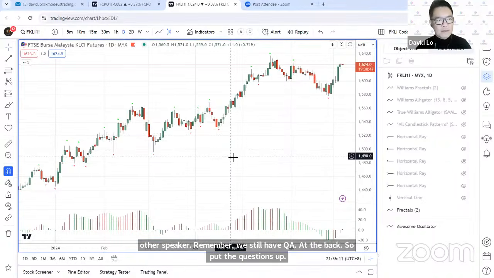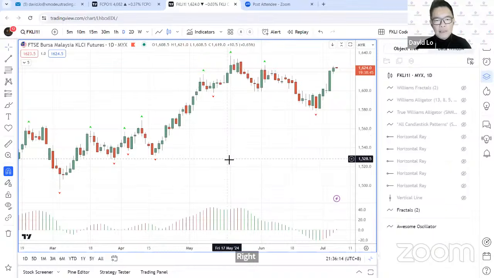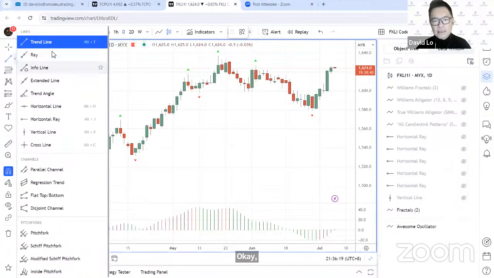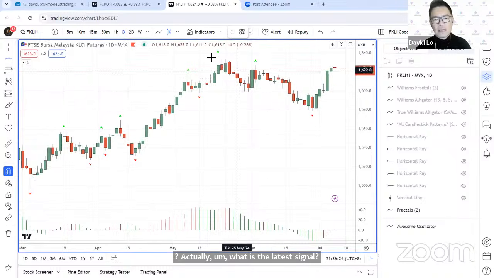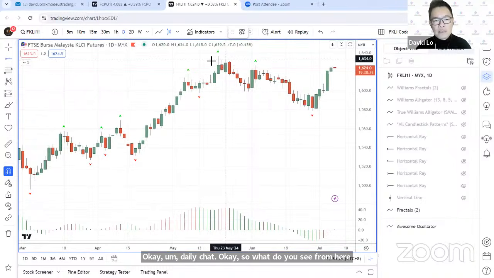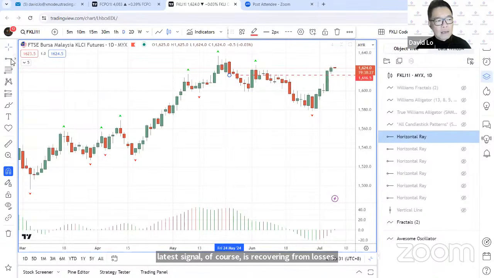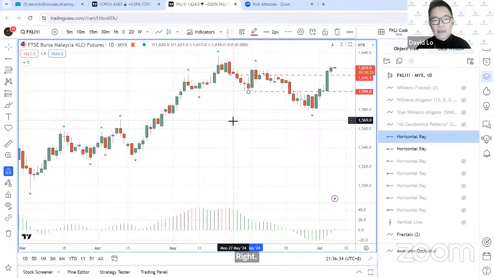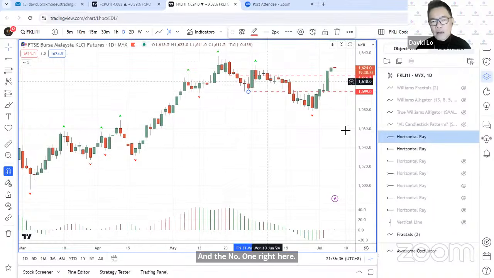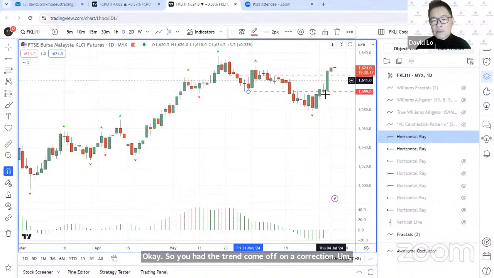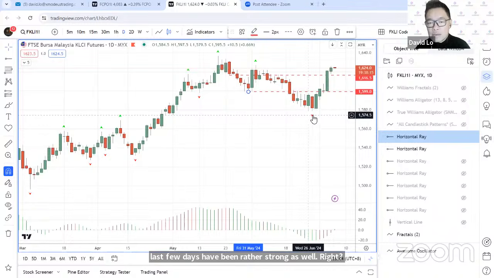This is for the Bursa Malaysia, daily chart. What do you see from here? What is the latest signal? The latest signal, of course, is recovering from losses. The daily chart showed us an ABC sell signal over here, and another one right over here. So you had the trend come off on a correction. The last few days have been rather strong as well. Do you see any ABC buys around here? It doesn't seem to have any buys.